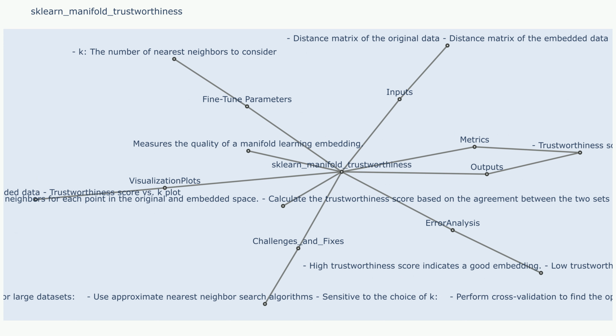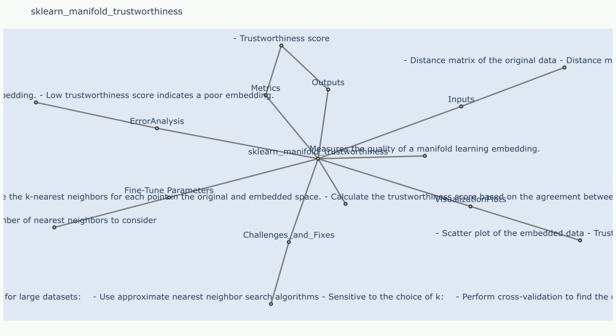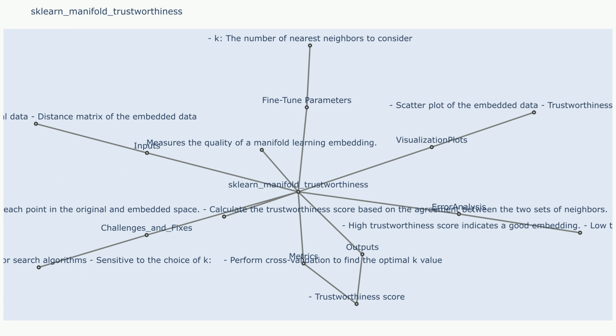When working with image data with a large number of pixels, the trustworthiness score may be inaccurate due to the high dimensionality. Dimensionality reduction techniques. Apply dimensionality reduction techniques like PCA, t-SNE, or UMAP to reduce the dimensionality of the data before calculating trustworthiness. This can mitigate the impact of high dimensionality and improve the accuracy of the score.